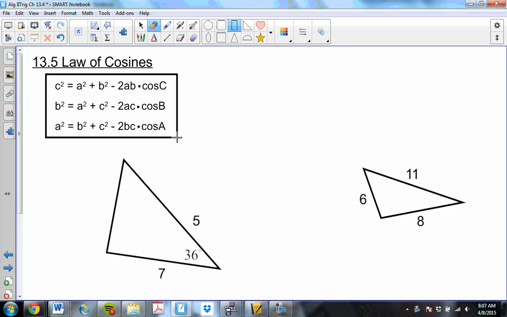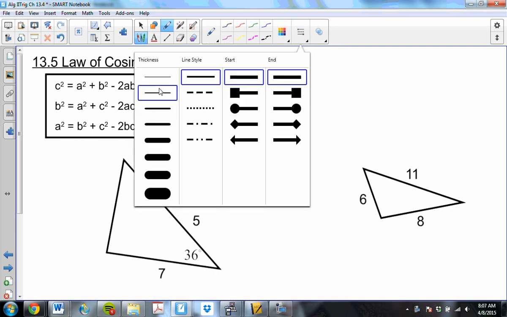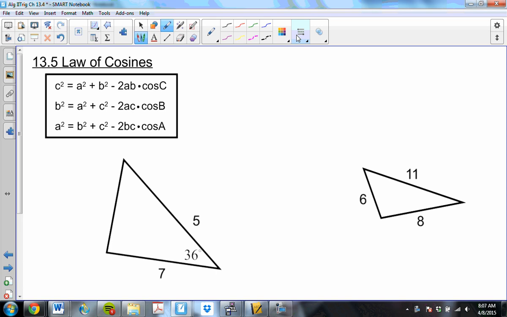Well, the law of sines was sine A over A equals sine B over B equals sine C over C, so there were three parts to it. This also has three parts. Now, these are all the same thing. All three of these laws are just rearranging what you want to call letter A, letter B, and letter C. There's no reason to memorize all three of them, because they're all accomplishing the same goal.